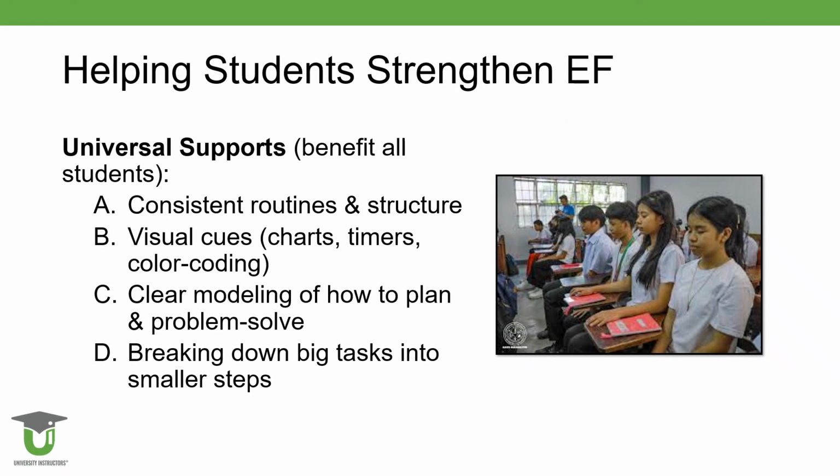You have heard and considered some potential ways to help students who struggle with EF skills, but all students can benefit from some of these practices. Universal supports provide structure and guidance that strengthen executive functioning skills for all. Consistent routines and clear classroom structure help students anticipate what comes next and can reduce anxiety. Visual cues such as charts, timers, and color coding support organization and focus.